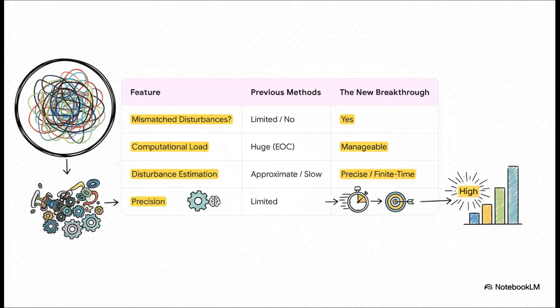But now, with this new breakthrough, it handles mismatched disturbances, no problem. The computational load is totally manageable. The estimation is precise and happens in finite time. And the overall precision? It's high. It is, across the board, a massive leap forward.